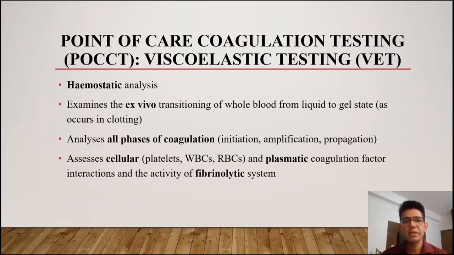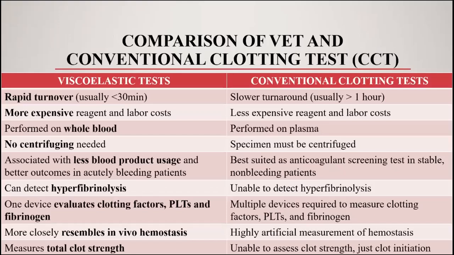It not only assesses the cellular and plasmatic coagulation factors, but it also takes into consideration the fibrinolytic system of the body. When compared with the conventional clotting tests, viscoelastic tests are performed on whole blood with a rapid turnover. Their usage is associated with less blood product use. They can detect hyperfibrinolysis, and one device not only evaluates the clotting factors but other components of the coagulation cascade like platelets and fibrinogen.